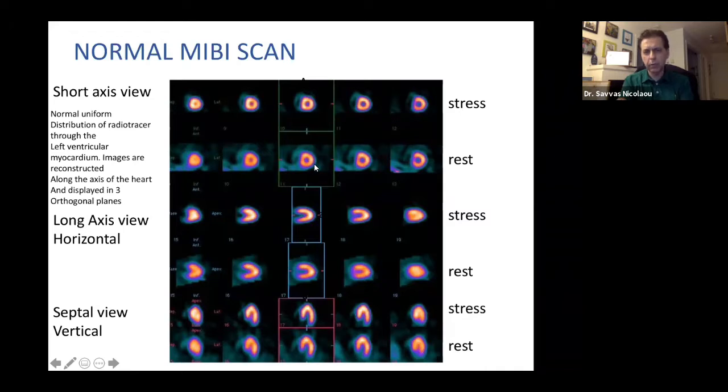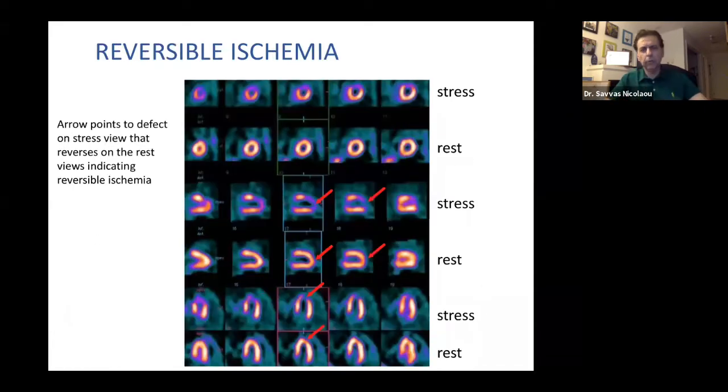Similar on stress, similar on rest along the anterior, septal, inferior and lateral walls of the left ventricle, indicating a normal perfusion scan. Now, if we look at reversible ischemia, we see a defect along the anterior apical portion of the left ventricle on stress. We can see it's not homogeneous.